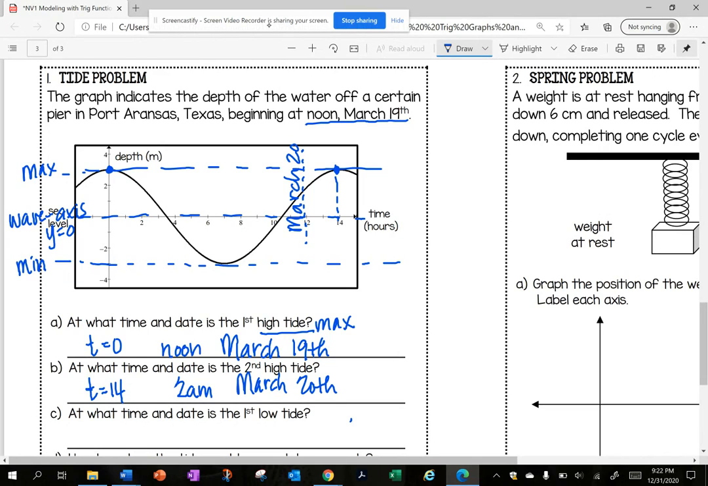Next question. At what time and date is the first low tide? So low tide is asking me to find a minimum. So here's my minimum here. So this is at 7 hours. So this is at t equals 7 hours. So this is at 7 p.m. on March 19th.